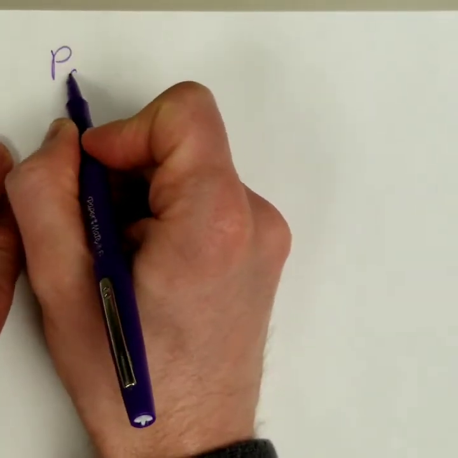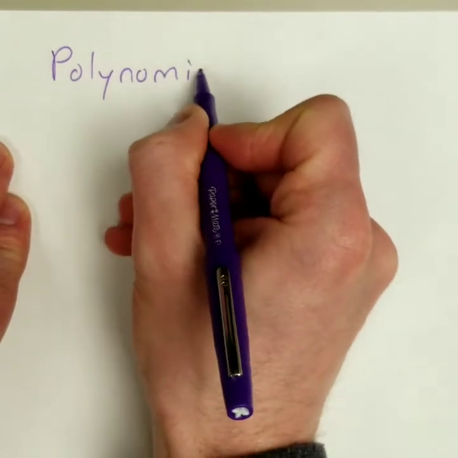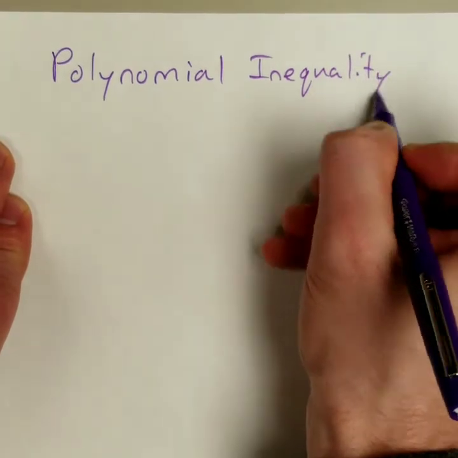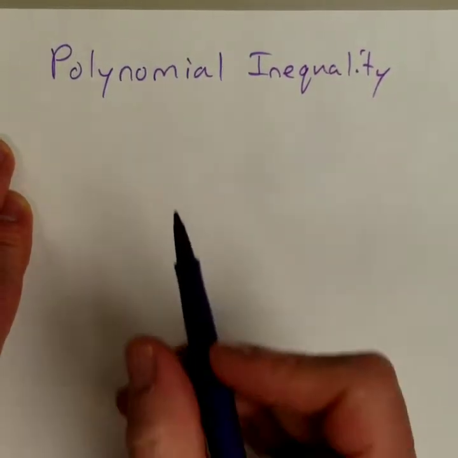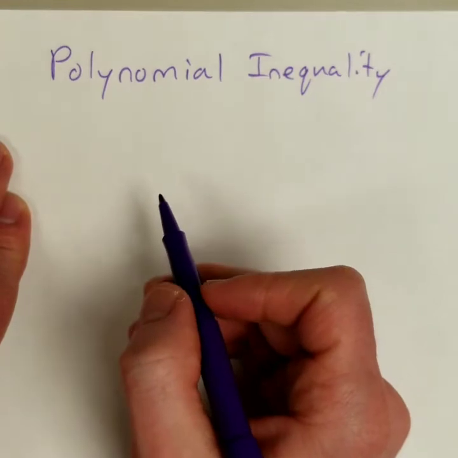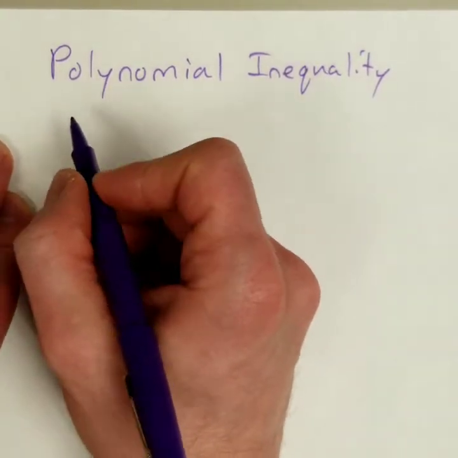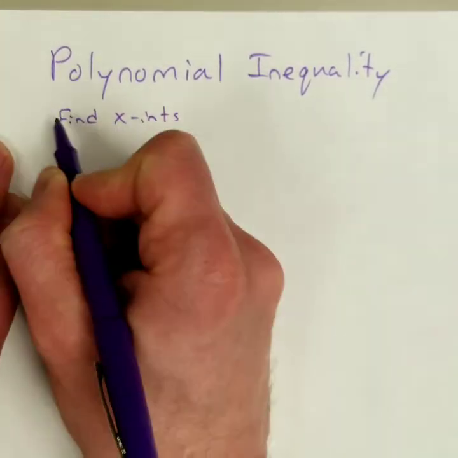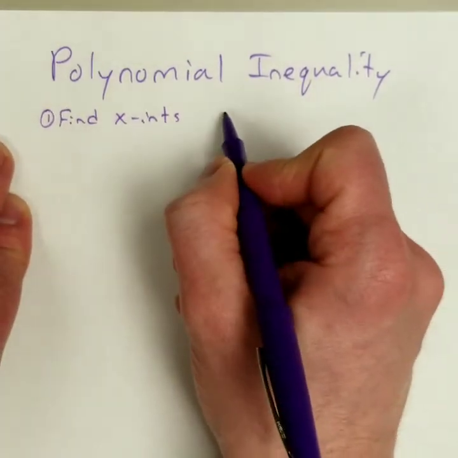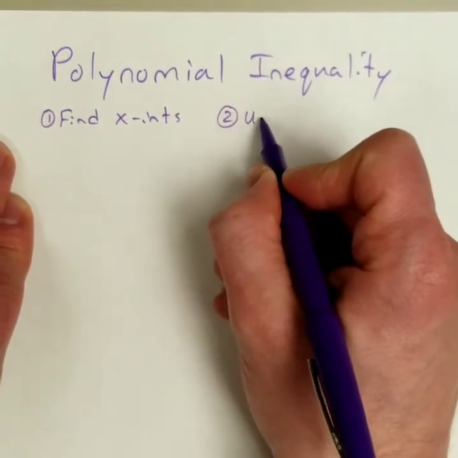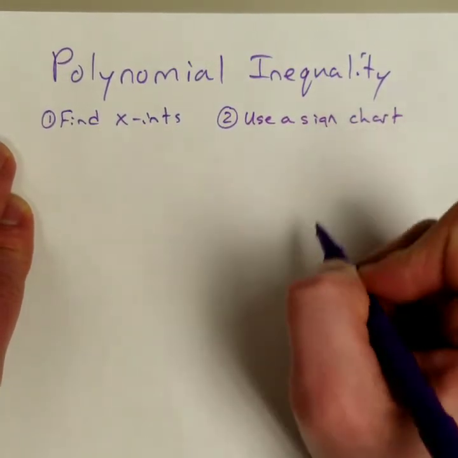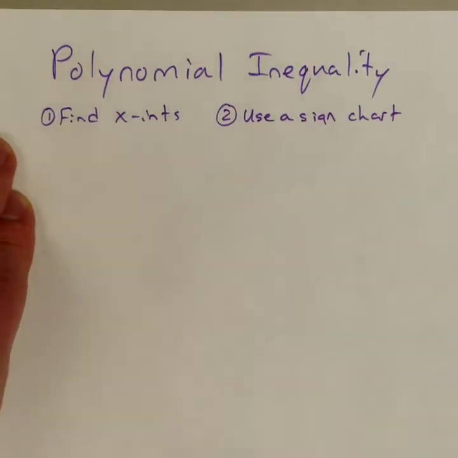All right, for this next example, we're going to look at a polynomial inequality. And remember, with polynomial inequalities, we need to find the x-intercepts to make our sign chart. So the first thing is to find the x-intercepts, and the second thing is to use a sign chart. Those are the main two things we're going to need to do here.